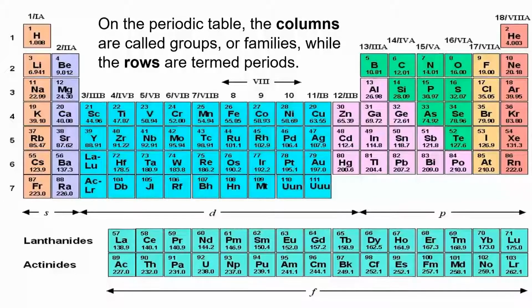So in a periodic table, the columns which move up and down are called groups or families, while the rows that move left to right are termed periods, and of course this is how the periodic table gets its name.